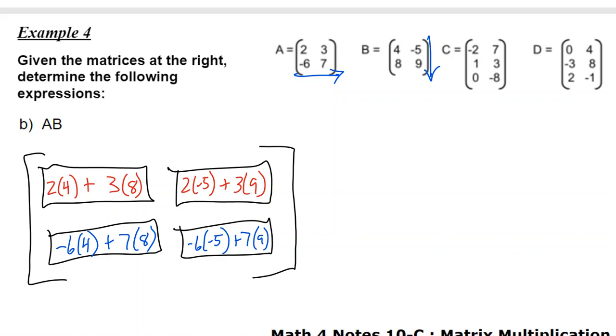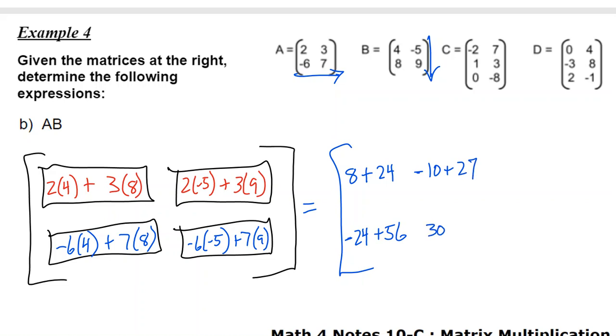Now at this point, all the players are in place. All I need to do now is 2 times 4, 3 times 8, -6 times 4, 7 times 8, and then 2 times -5, 3 times 9, -6 times -5, 7 times 9. It's a little easier to see where everybody is at this level. But when you've got all of these parentheses and pluses and minuses, it's real easy to get lost in it.